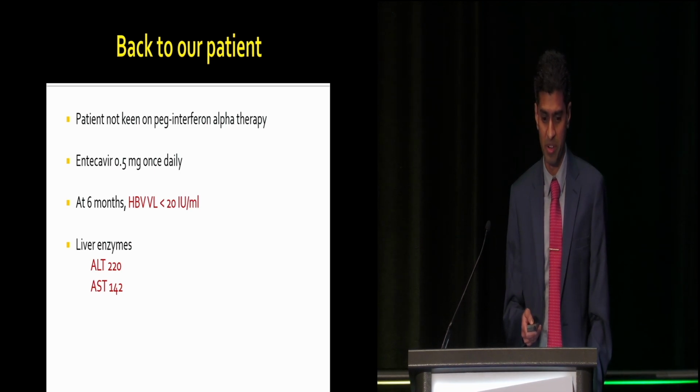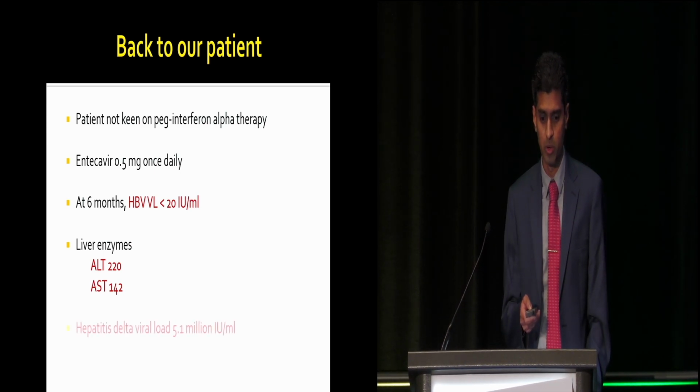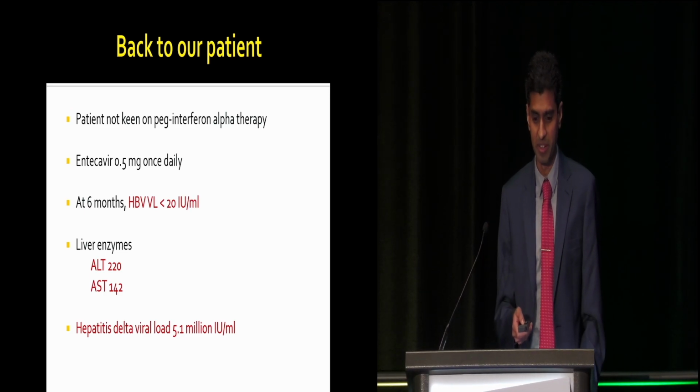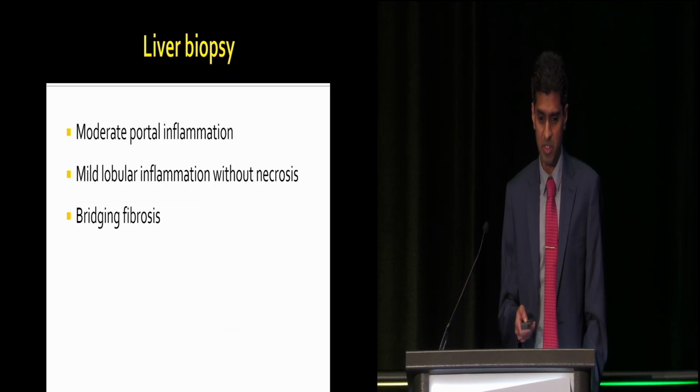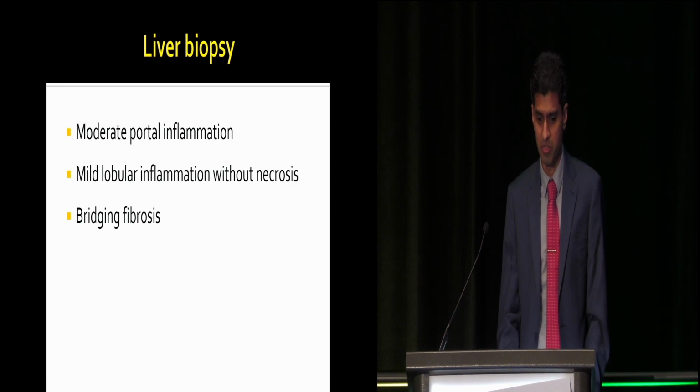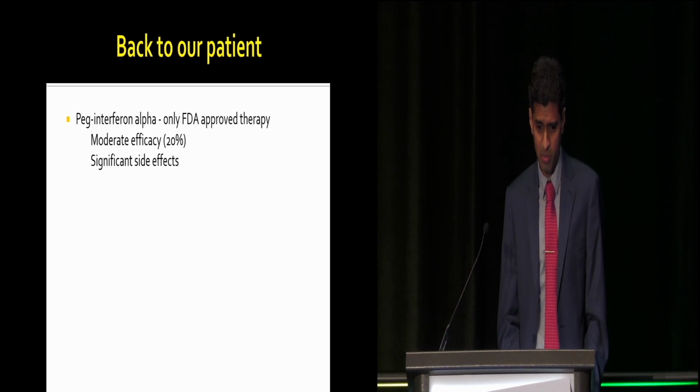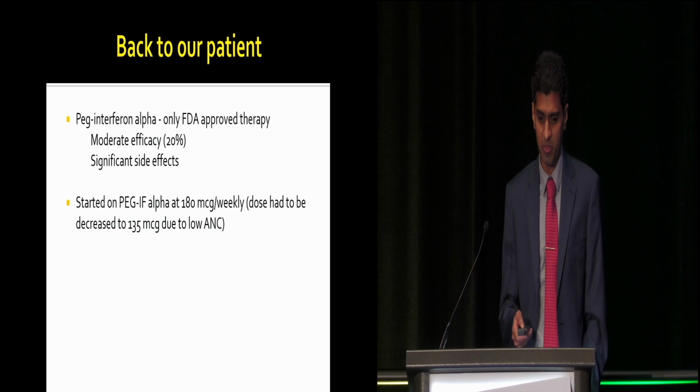His ALT was 220, his AST was 142. His delta viral load had actually increased to 5.1 million international units per ml. This is when we did a liver biopsy, which showed significant inflammation, moderate portal inflammation, mild lobular inflammation, and bridging fibrosis. And we started him on PEG interferon alpha, which is probably the only one that we have right now. But like Dr. Polko mentioned, efficacy is very moderate, about 20%. We had to decrease his dose.